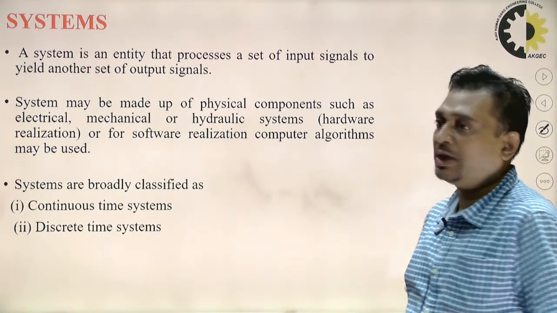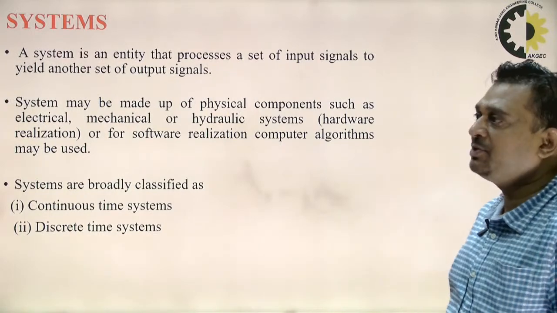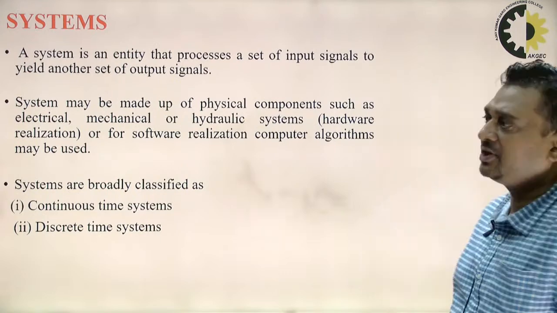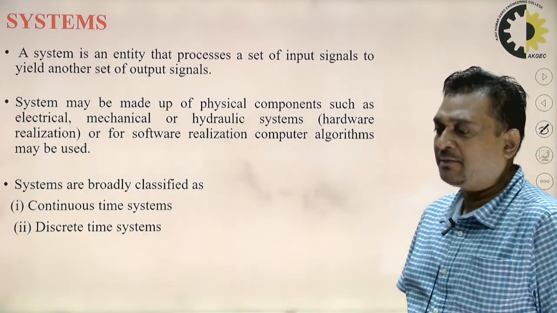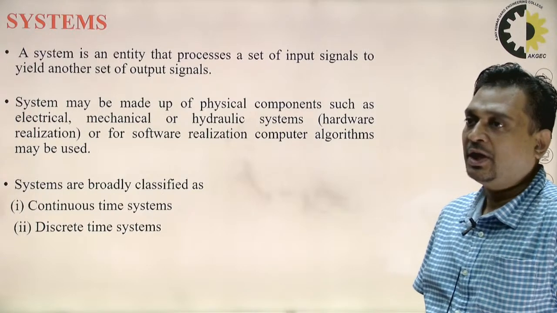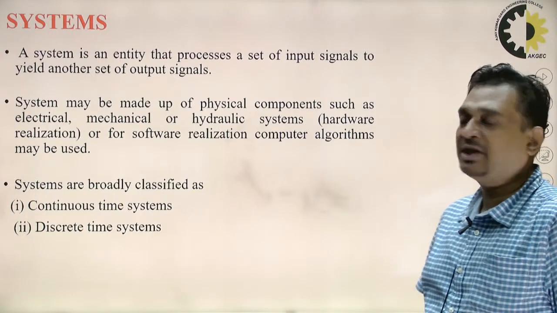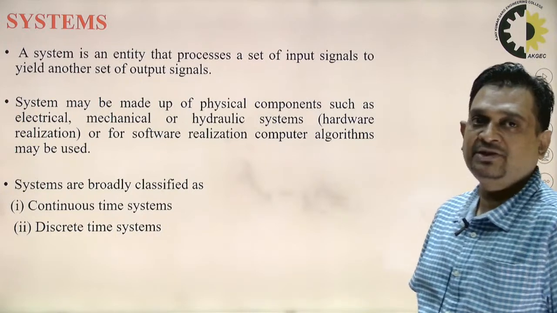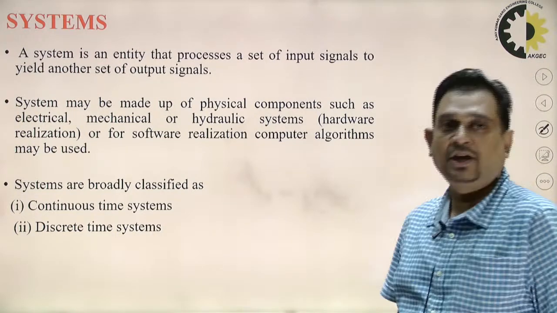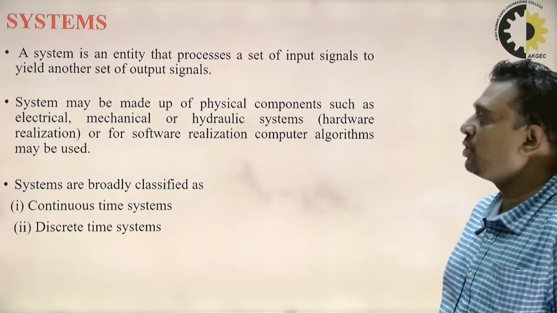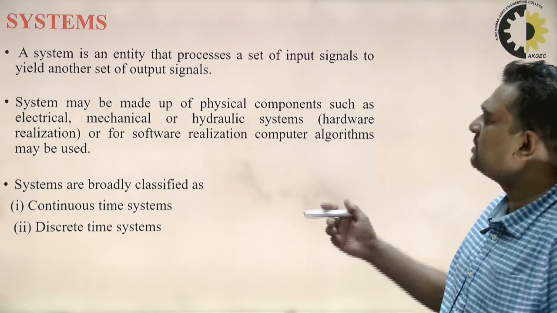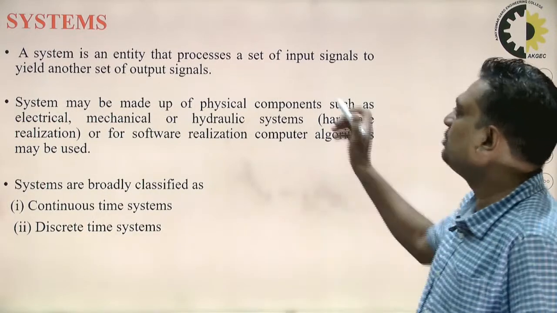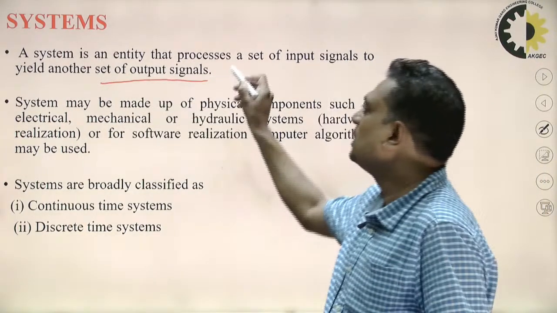Now come to the system. So what is the role of a system? A system is needed to process these signals. Why do we need to process the signals? Signal processing is required because generally the information contained in the signal is in raw form. So when it is in raw form, we need to process the signal to obtain the useful information from it. If we define a system, a system is an entity that processes a set of input signals to yield another set of output signals.